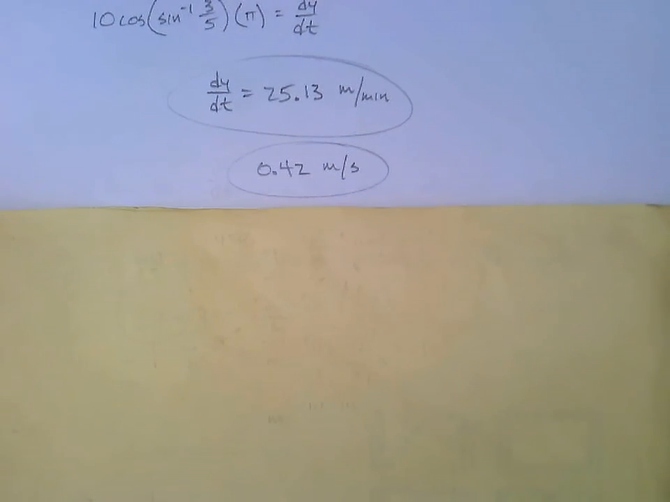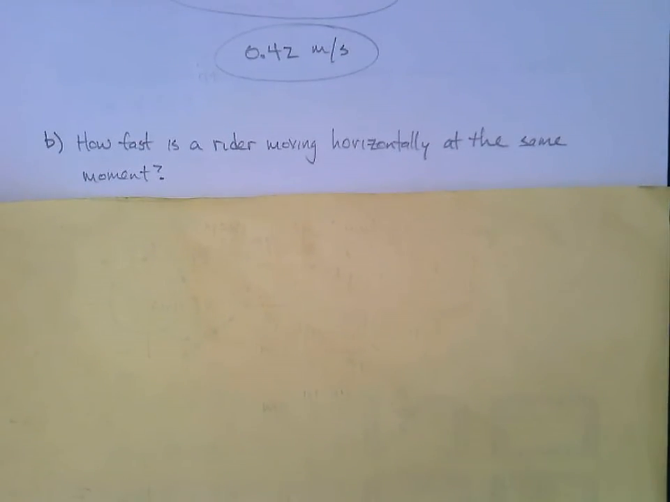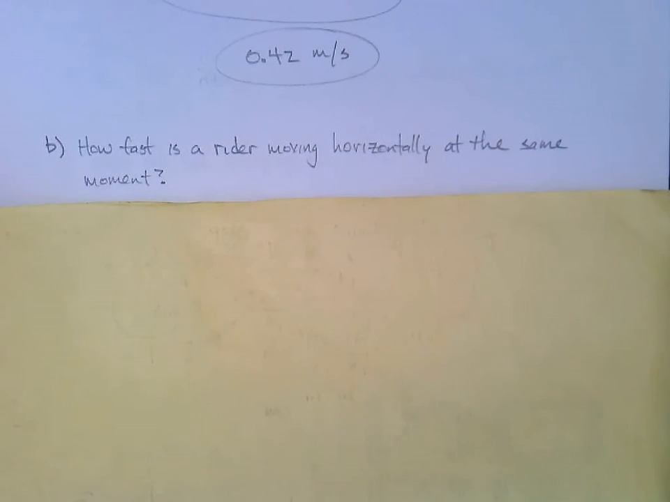Okay, so what's part B? Let's explore that. How fast is a rider moving horizontally at the same moment? So all the same scenario, they're still 16 meters up, but instead of how fast are they moving vertically, how fast are they moving horizontally? Well, it turns out we've done pretty much all of the hard work. We just need to go back and change a couple of things.